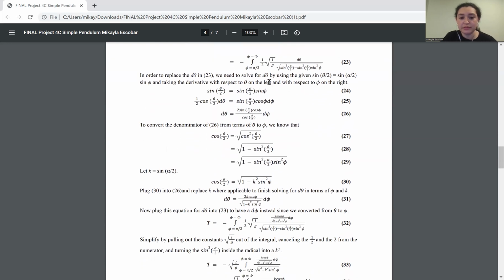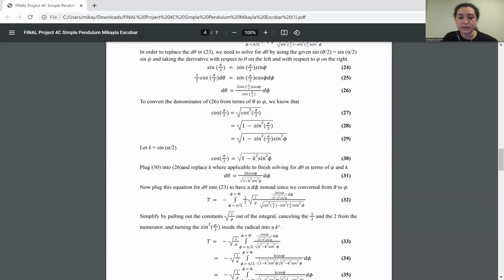Not only are we going to have to make those substitutions, but we're going to have to make the substitution of d theta. And in order to do this, we are going to use the given sine of theta over 2 is equal to sine of alpha over 2 times sine of phi. And we're going to take the derivative with respect to theta and phi. Once we do that, we're going to find out that d theta is equal to 2 sine of alpha over 2 times cosine of phi all over cosine of theta over 2 d phi.